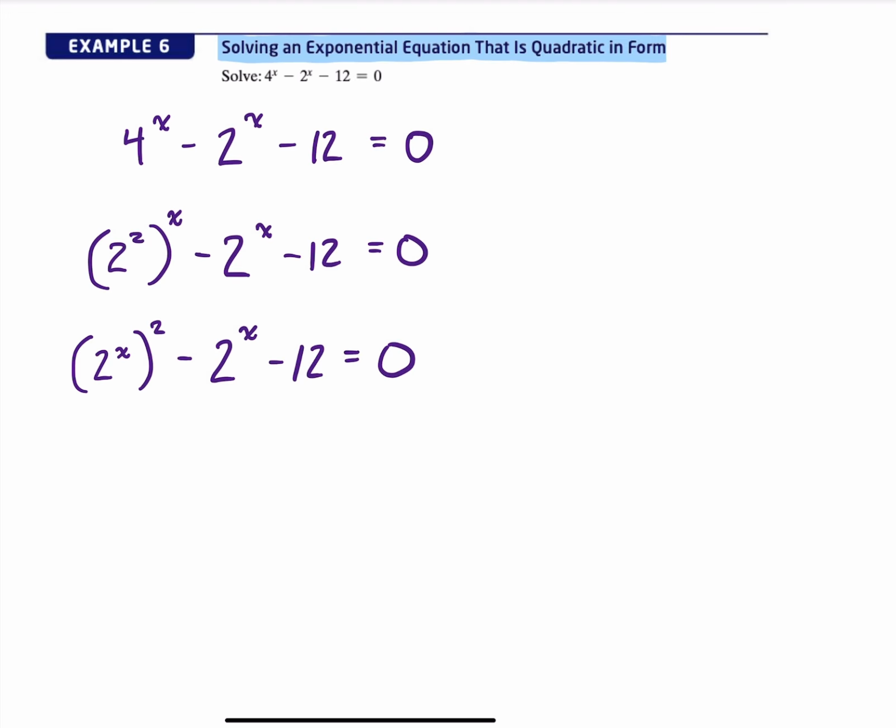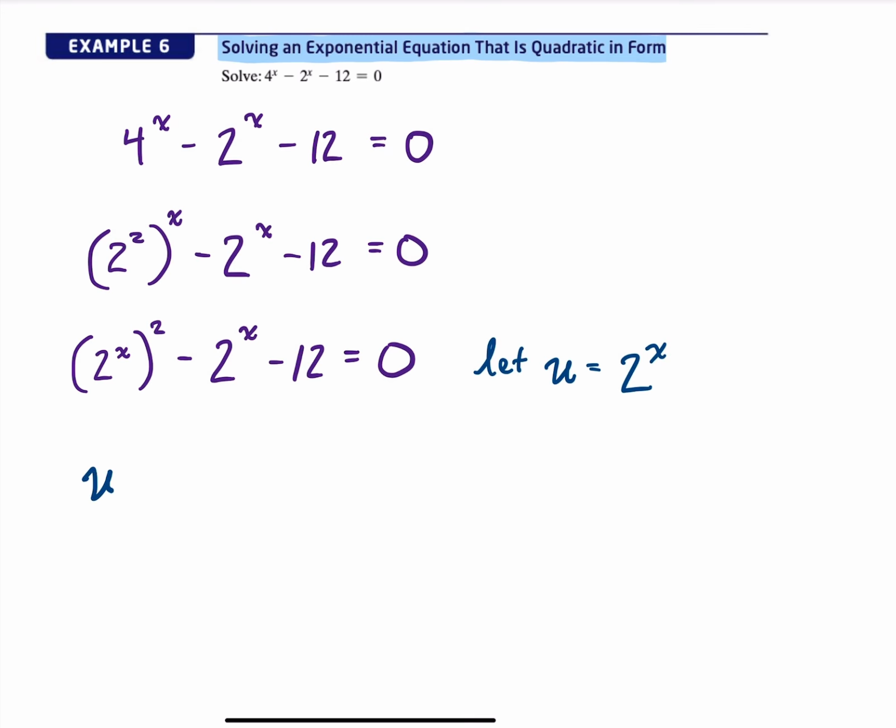So let's do a substitution. That will help us visualize what's going on here, and you may have seen this method before. I'm going to say let u, just some random placeholder, equal 2 to the power x. And let's replace the 2 to the power x's with a u. This isn't necessary if you can just keep your mind in quadratic form, but it's a helpful tool for visualizing.